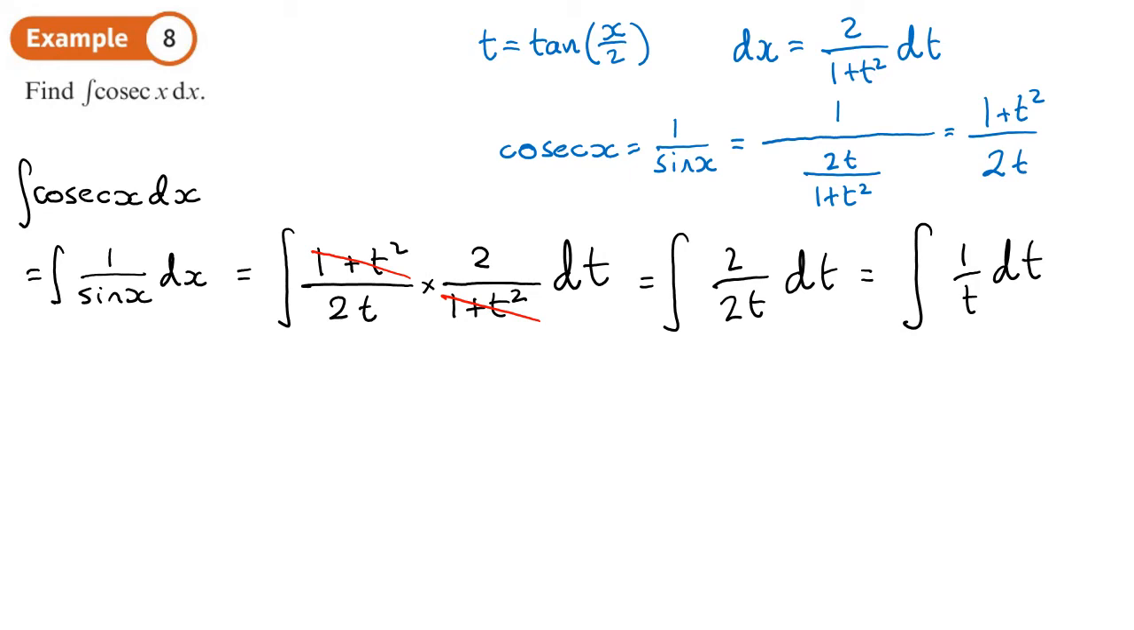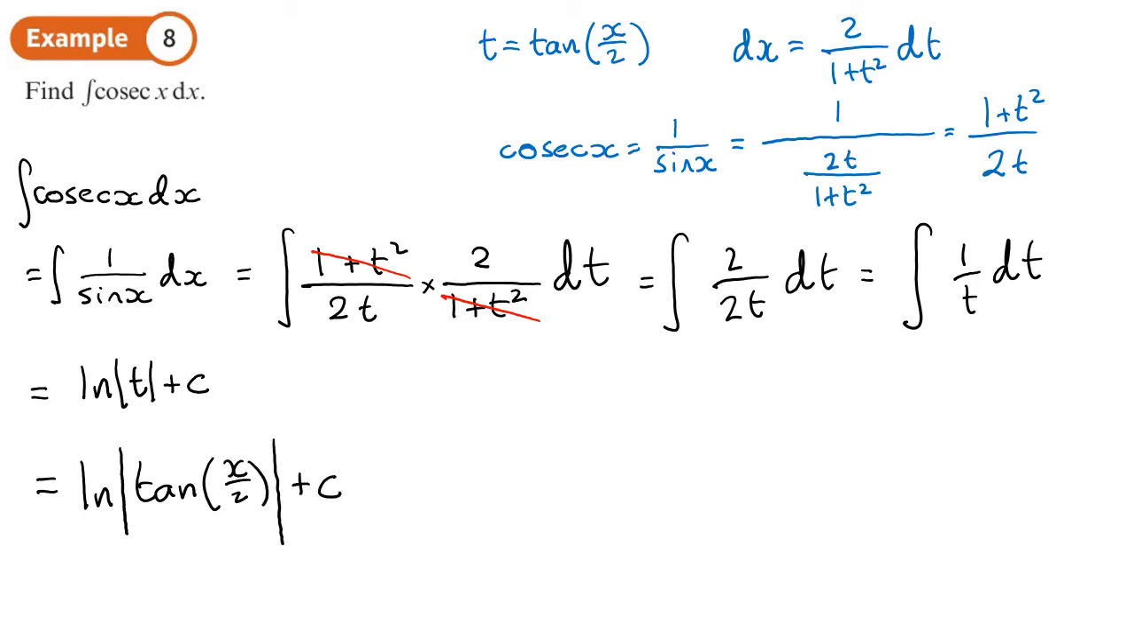When you integrate 1 over t, that just becomes log t. We'll put it in modulus because it's got to be positive, plus c. Now, because we've used a substitution, we substitute back. The only time you don't substitute back is if you've changed limits and you're working out a numerical answer. So now this becomes log of the modulus of tan of x over 2, since t was tan of x over 2, plus c.